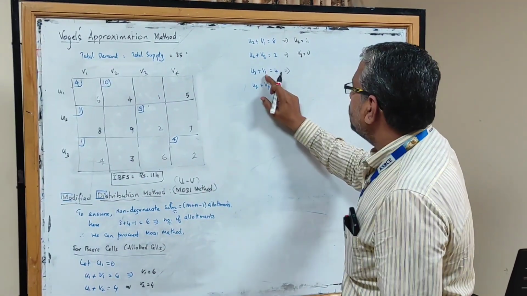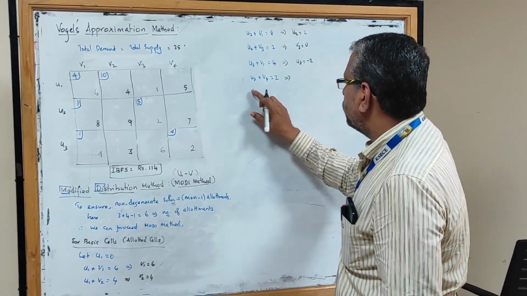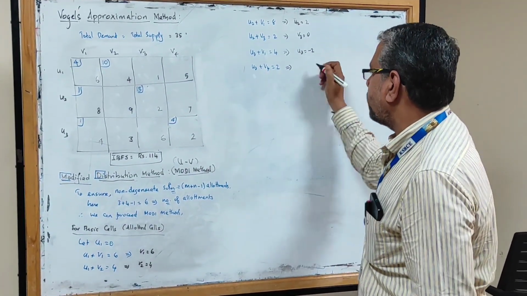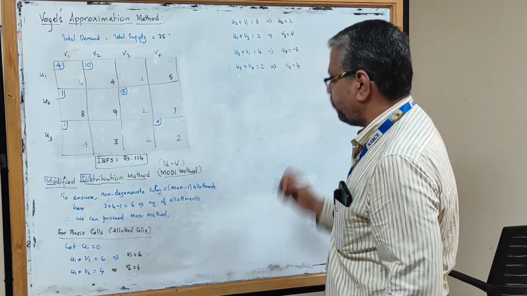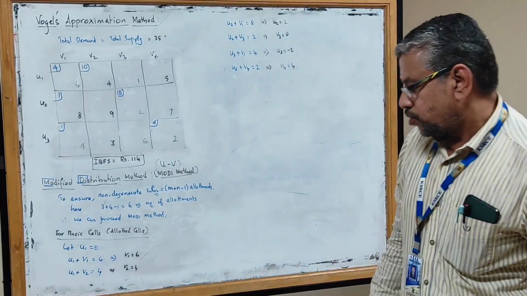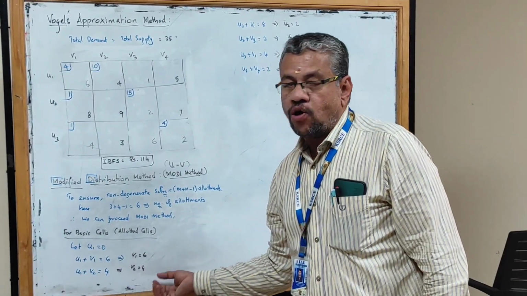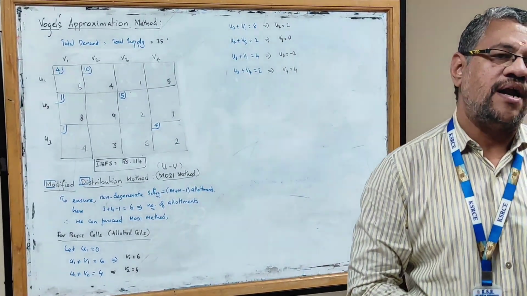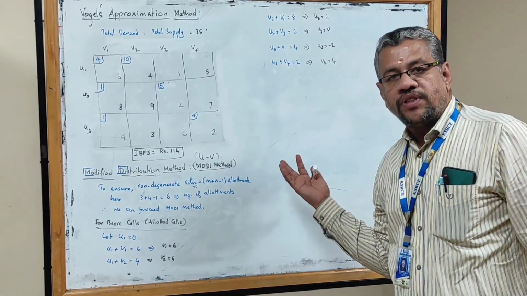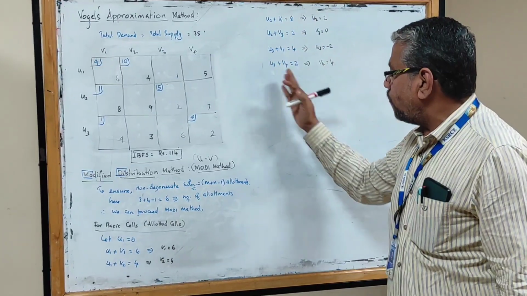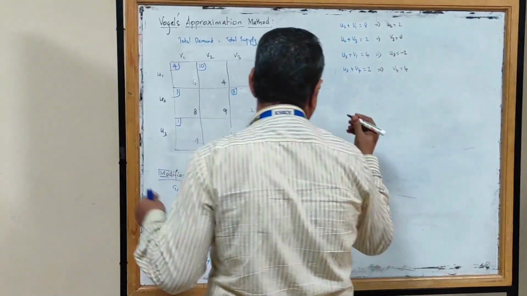V1 again 6. 6 means U3 equal to minus 2. U3 is minus 2 means V4 equal to 4. So using U1 equal to 0, we are able to find all the remaining U's and V's. That is U1, U2, U3, V1, V2, V3, V4. All the 7 values we will have to find in basic cells. Now we move on to the non-basic cells.